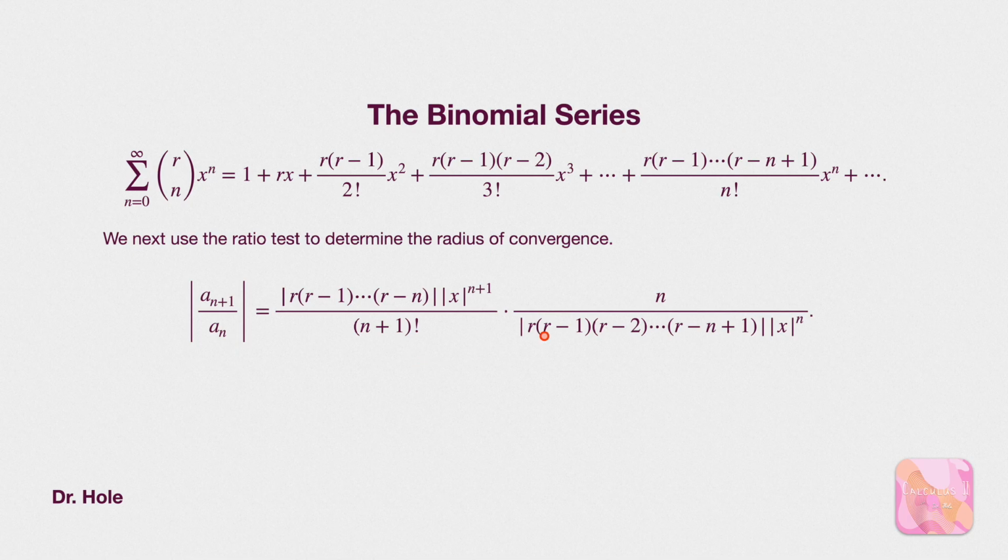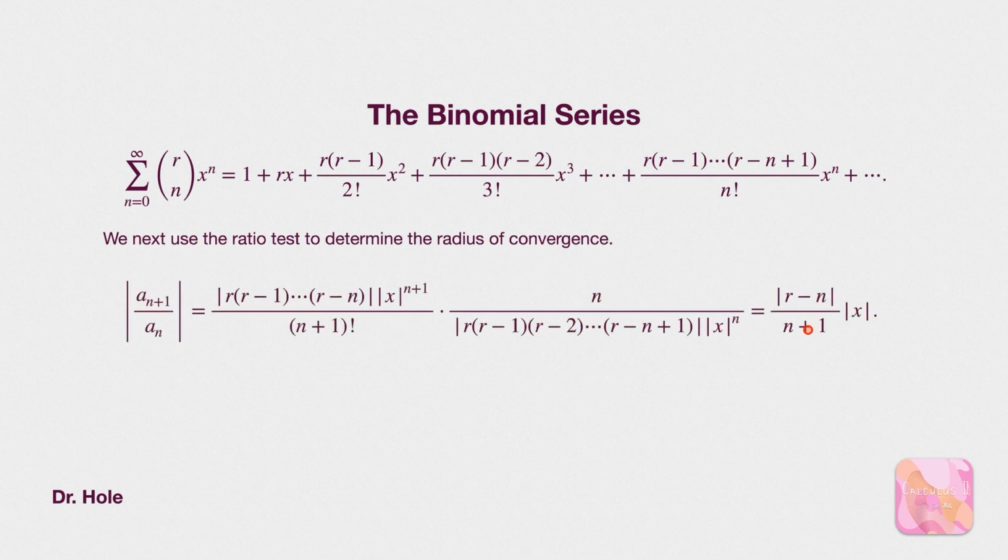Dividing by a sub n is multiplying by the reciprocal. And we come up with this expression. And there is a typo here. There is a factorial that's missing. So then with that factorial, we're going to end up with n plus 1 in the denominator.